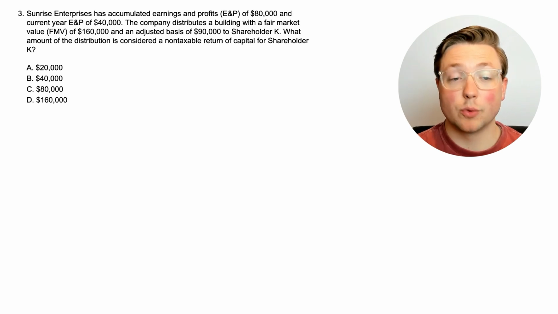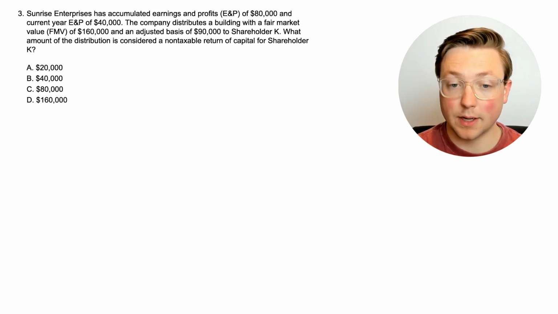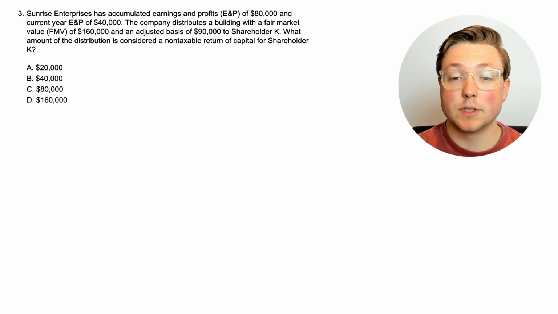Okay, here is question 3. Sunrise Enterprises has accumulated earnings and profits of $80,000 and current year E&P of $40,000. The company distributes a building with a fair market value of $160,000 and an adjusted basis of $90,000 to shareholder K. What amount of the distribution is considered a non-taxable return of capital for shareholder K?